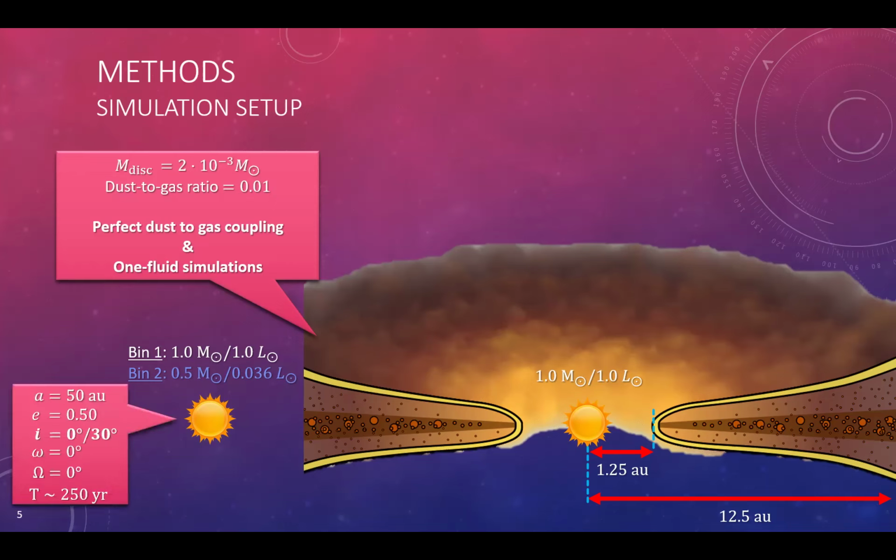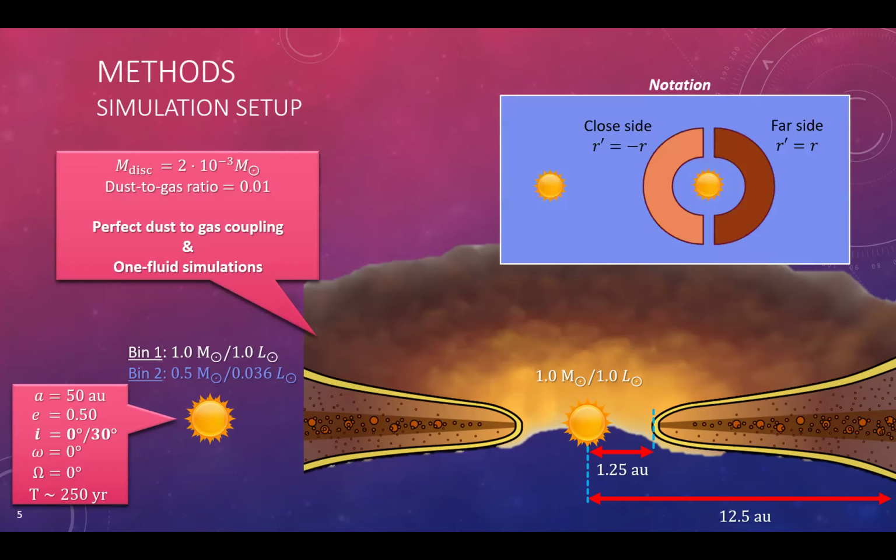And finally, the parameters of the stars are a semi-major axis of 50, eccentricity 0.5, and I try with two inclinations: coplanar, 0 inclination, and inclined 30 degrees. And these parameters give me a period of roughly 250 years for the binary.